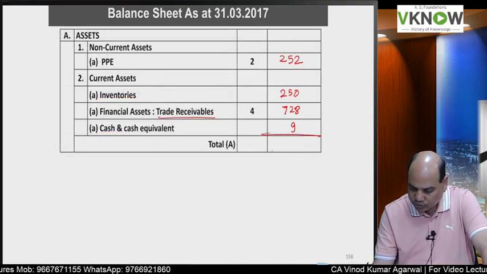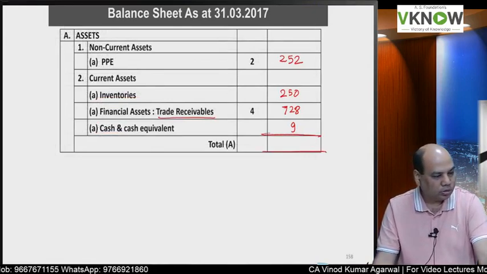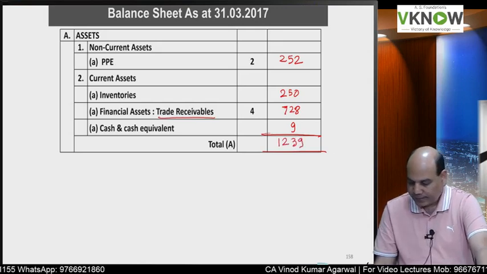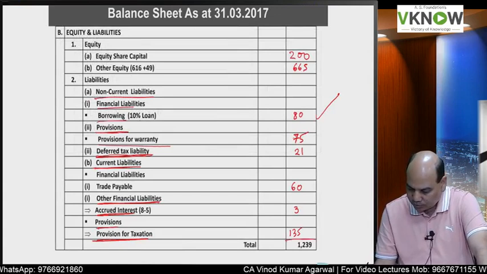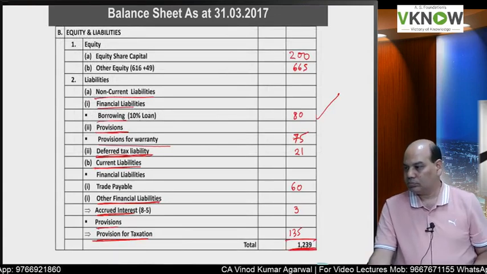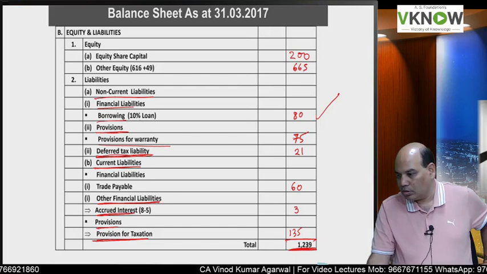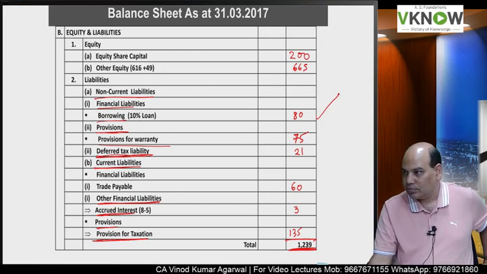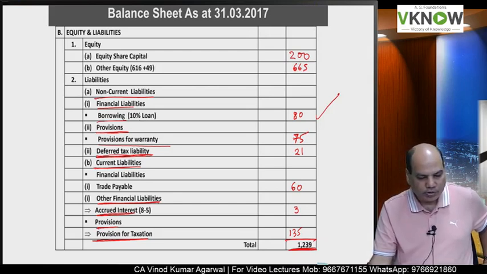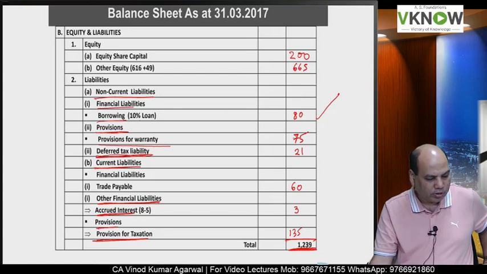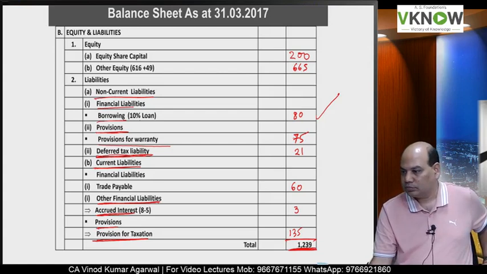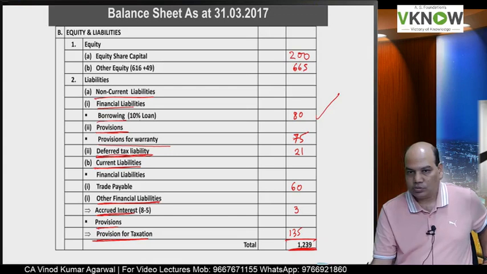Now you come to asset side. Tell me the total of the asset side. 1239. Very good. And tell me the total of liability side. 1239. Tallied. Power of double entry system. This was a simple example. It was in one of the institute publications only. I have not written the year, but it was there. But that was simple. We will take 1 or 2 more advanced question also tomorrow.